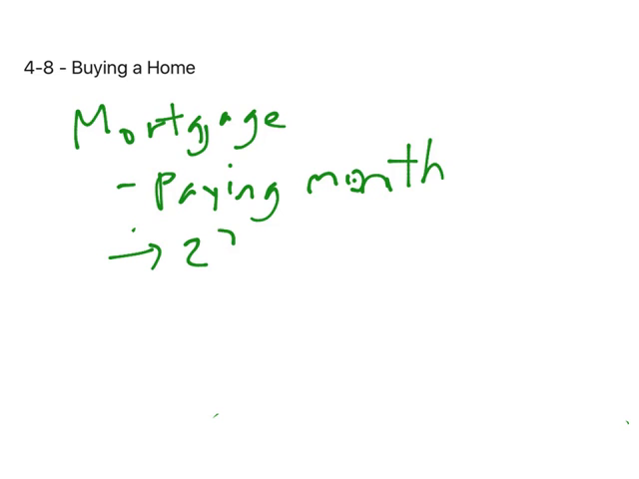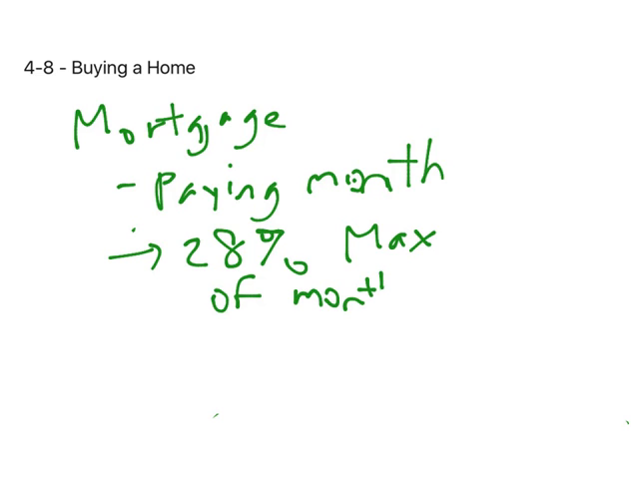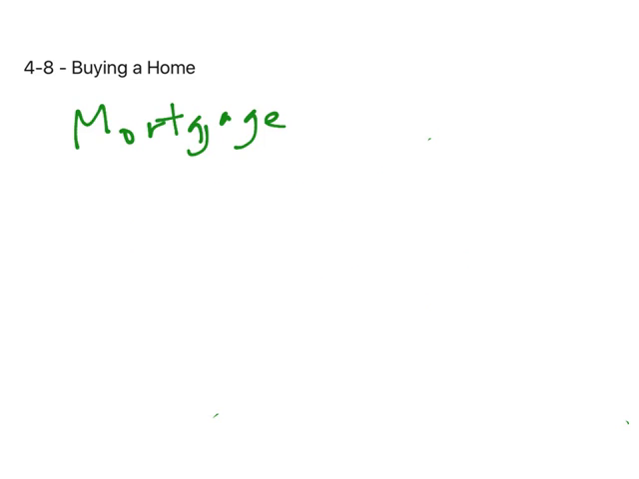The guideline they say is that you want to make sure that you're paying no more than 28% of your monthly income as the maximum amount you want to pay for mortgage. If your mortgage ends up being higher than 30% of how much you make, your house is probably too expensive for you to buy. You would want to buy a cheaper house at that point.